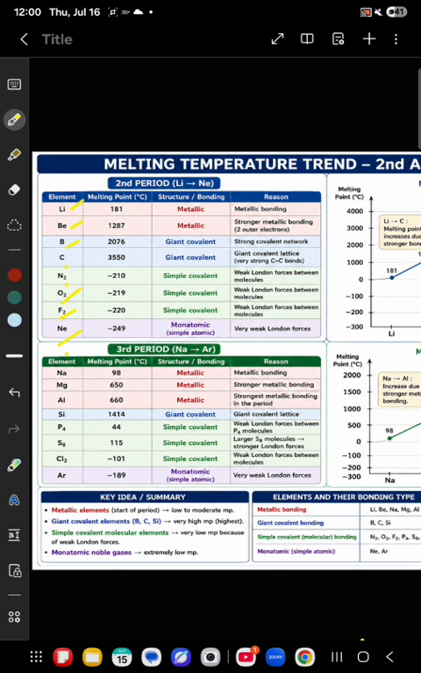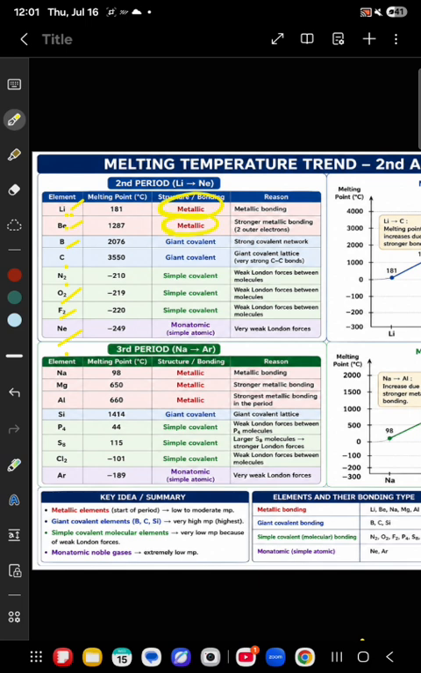So you can understand the whole concept of melting temperature, and you can deal with any tough question that your examiner can make about the melting temperature. You can do this by just understanding this concept. First thing, you don't need to memorize the exact values of melting temperature. That's not included in your specification. You should just know their trend, their bonding and structure, and the reason. So lithium has a metallic structure.